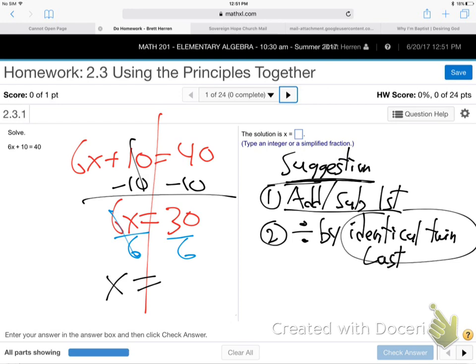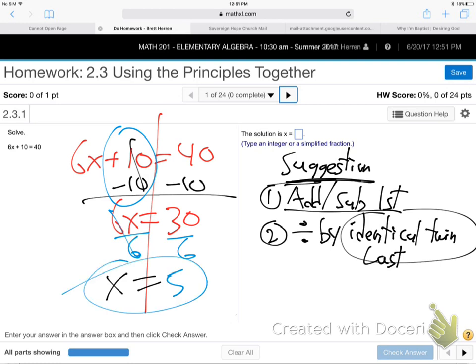Whenever you divide, you divide by the identical twin. Same sign, in other words, not the opposite sign. Whereas adding, subtracting is always opposite sign, isn't it? So I just wanted to make that abundantly clear for you. Adding, subtracting is opposite sign. That's how you do the opposite. Dividing, you're already doing the opposite because you're dividing. You don't also make the sign opposite. You divide by the same sign. All right, so then that's just 5 and we're done.